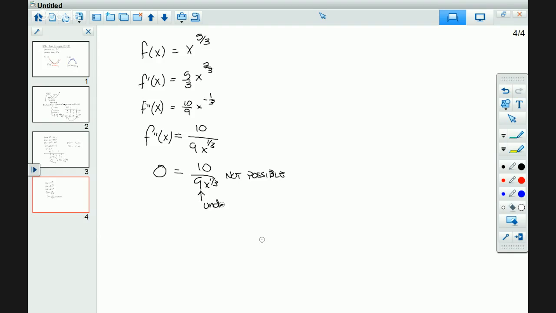Everything. No, zero. Right? Yes. You agree? The denominator is 0 at x equals 0, right? It can never equal zero, the top would have to be the 0, right? If I put a 0 on the bottom, it's undefined. Correct? Okay, this is a possible point of inflection. All right?